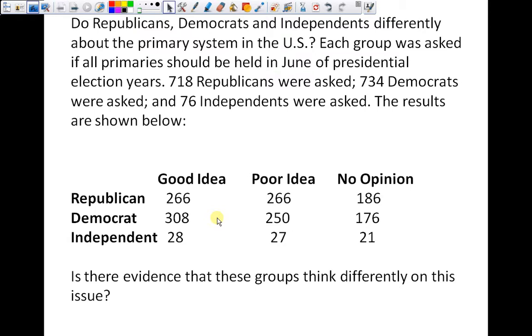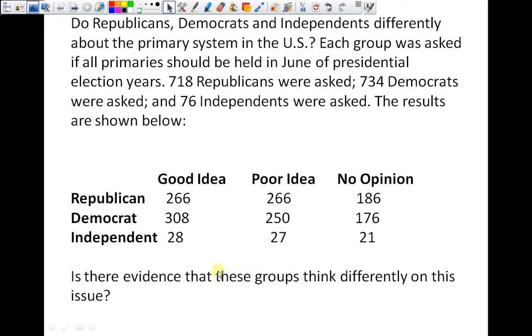It says, do Republicans, Democrats, and Independents think differently about the primary system in the U.S.? Each group was asked if all primaries should be held in June of presidential election years. 718 Republicans were asked, 734 Democrats were asked, and 76 independents were asked. The results are shown below. So we're trying to get, is there evidence that these groups think differently on this issue? So we're trying to get evidence for that.